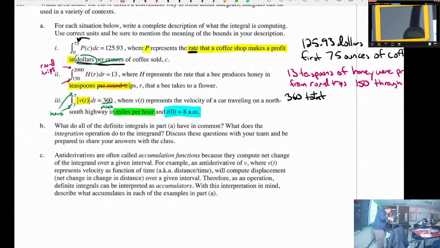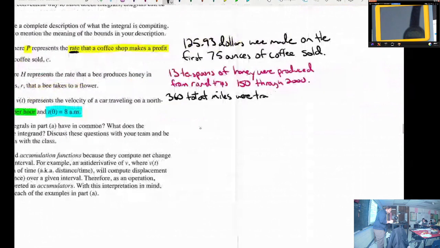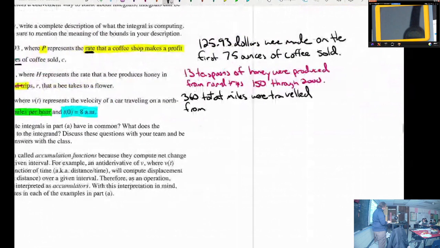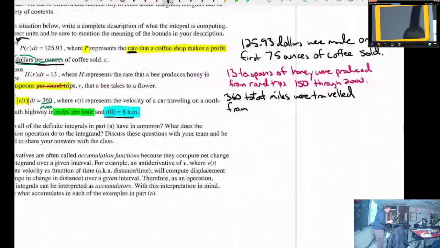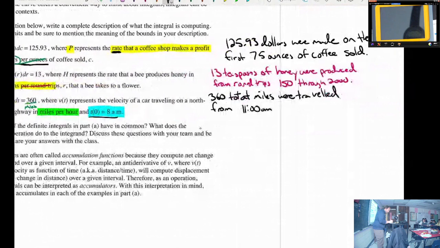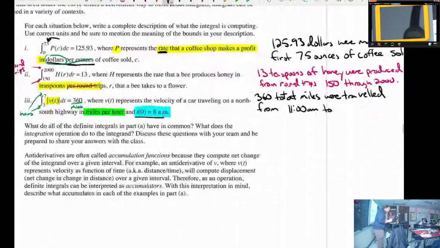Oops, I don't know how to spell. I've got to move over here. 360 total miles were traveled from, let's think about this carefully here. If 0 is 8 o'clock, then 3 is 11 o'clock a.m. And then 7 would be 3 o'clock p.m.